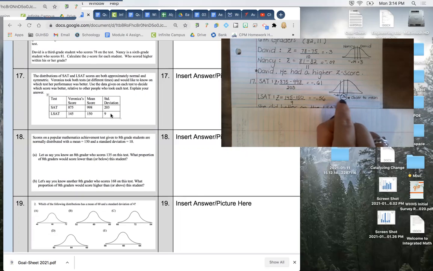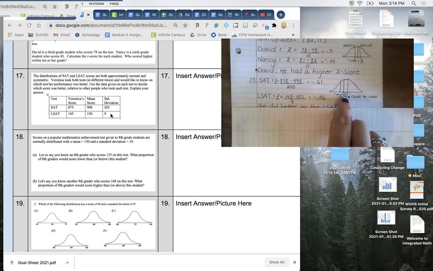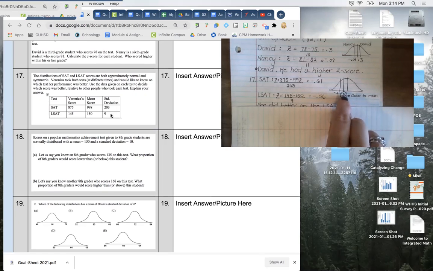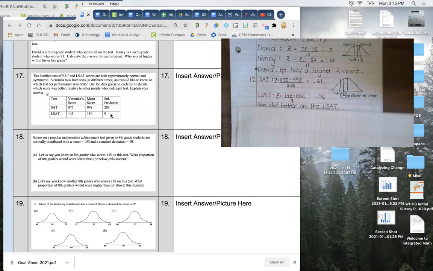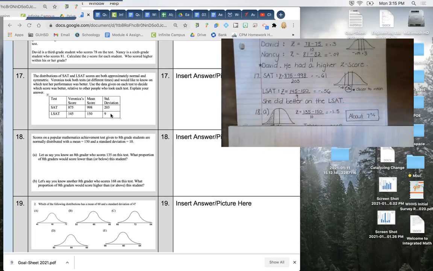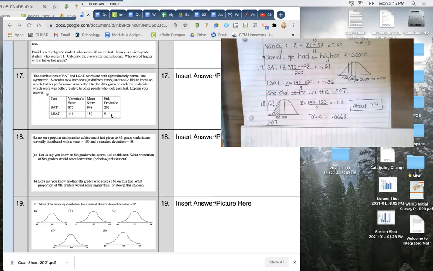When you're talking about a negative z-score here, I put them on a normal distribution so I could see it. On the LSAT, she scored a negative 0.56, and then on the SAT, she scored a negative 0.61, which is even further away from the mean. You don't want to be negative at all, but on this one, she did do better. You want to be closer to the mean here. She did do better on the LSAT. Higher z-score.